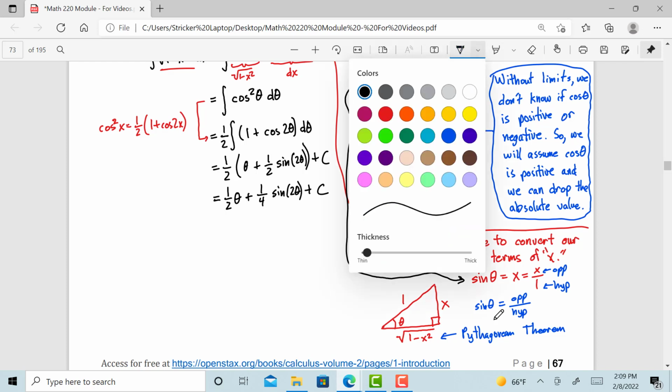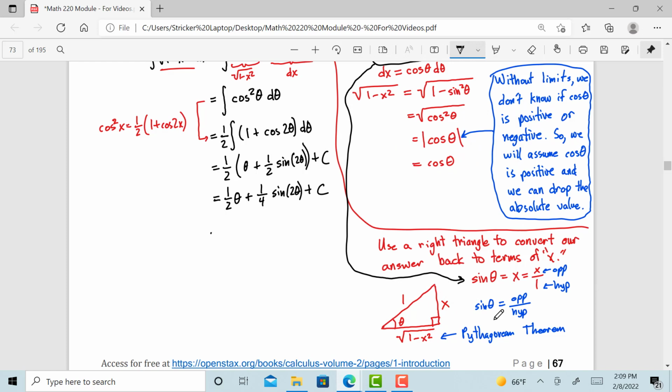Let's go down and rewrite our answer now. So this is equal to 1/2. Okay, the first thing we need to do is figure out what theta is, and that's fairly easy to do because, and again, this is more trig, we know that x is equal to sine theta, or sine theta is equal to x, which means that theta is equal to the inverse sine of x. And that's just taking the inverse sine of both sides to get theta by itself.